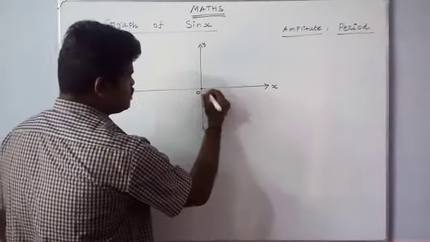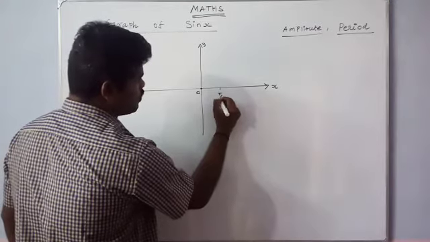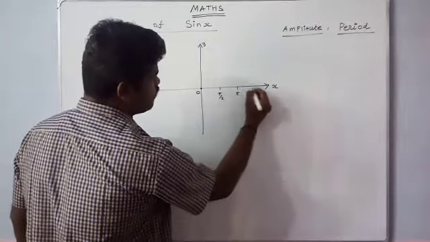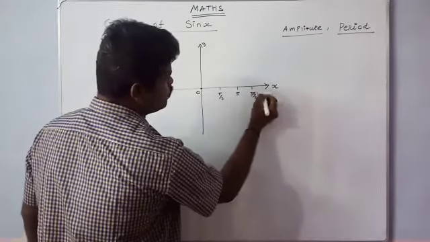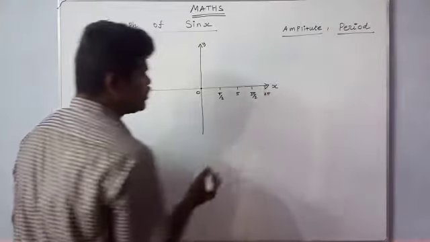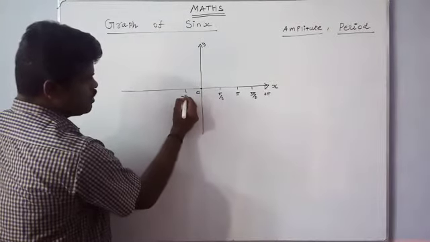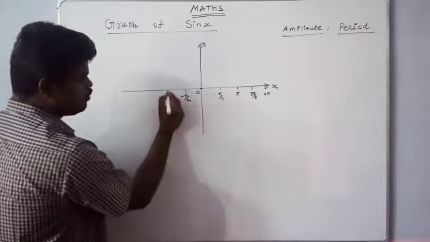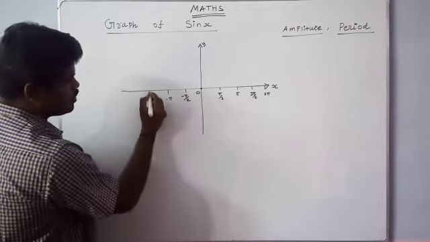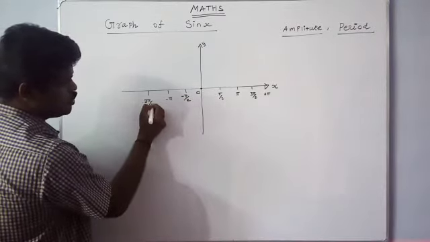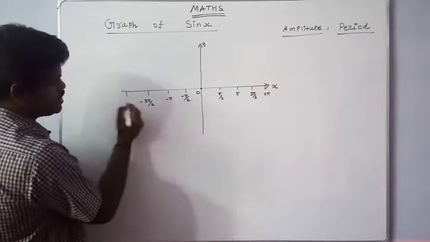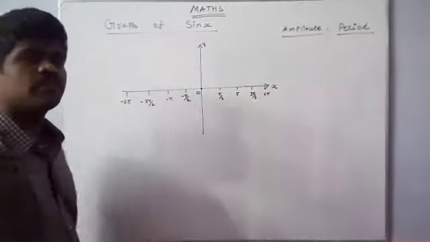This is the origin, and take this as pi by 2 and this as pi. This is 3 pi by 2 and this is 2 pi. Here also the same, but minus pi by 2, minus pi, minus 3 pi by 2, minus 2 pi.